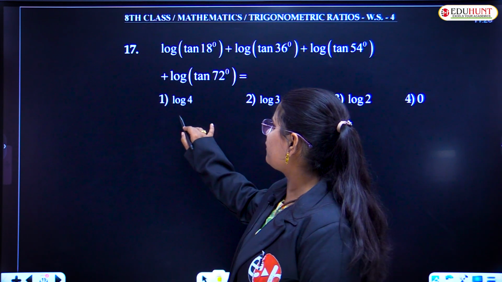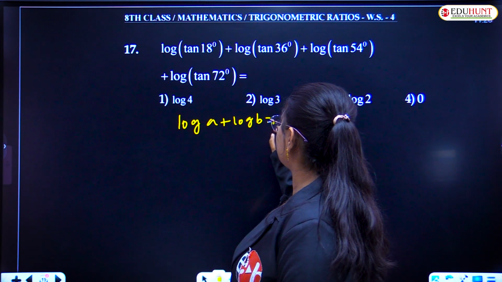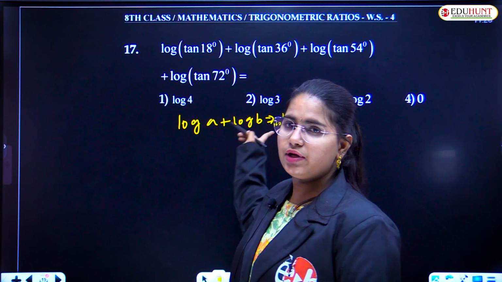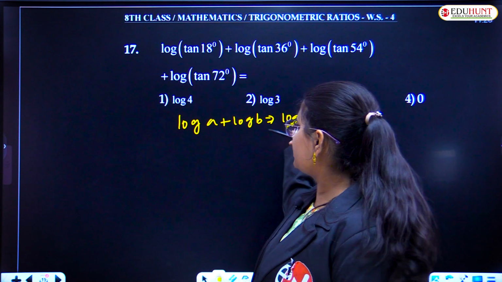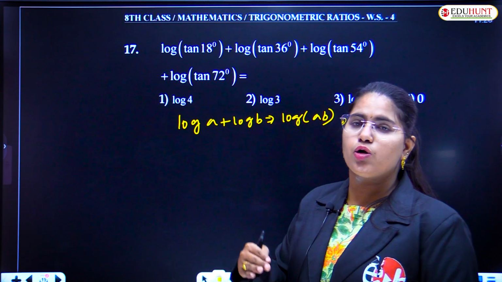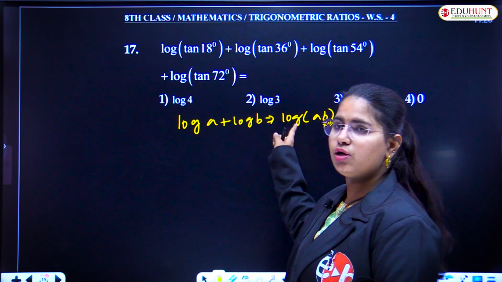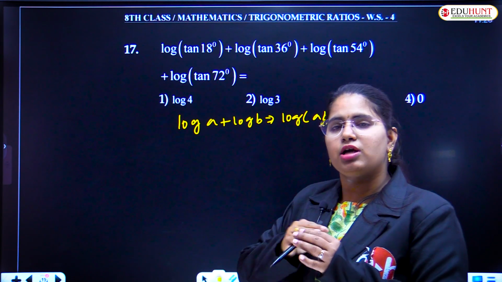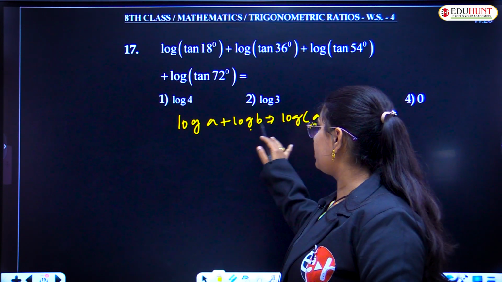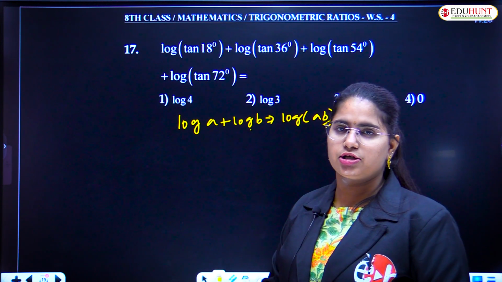Let's begin. We have a property: log A plus log B is equal to log of AB. Whenever you have a multiplication, it will split the function. This is one of the properties of logarithms. Log A plus log B is never log A into log B; log A plus log B can be log AB. This is one of the beautiful properties of logarithm.